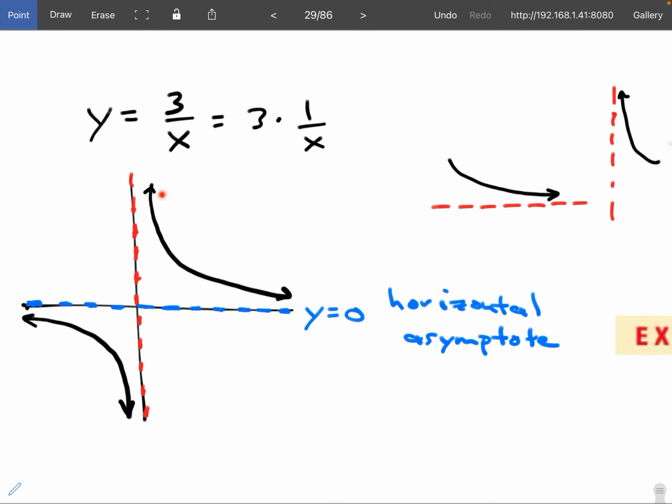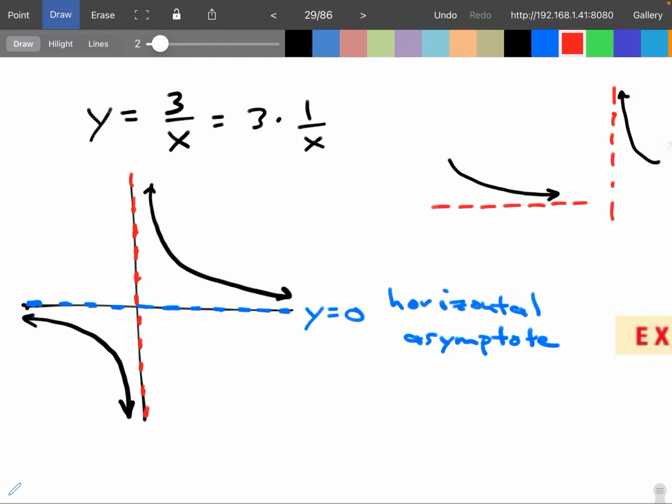And you can see the graph is supposed to be getting closer and closer over here to touching the y-axis, but it never touches it. Same thing here. The graph is getting closer and closer to the negative y-axis, but it never touches it. So now if it's a vertical line, that would have an x equals equation. So that is x equals 0. That's the equation for the y-axis. That's called the vertical asymptote.